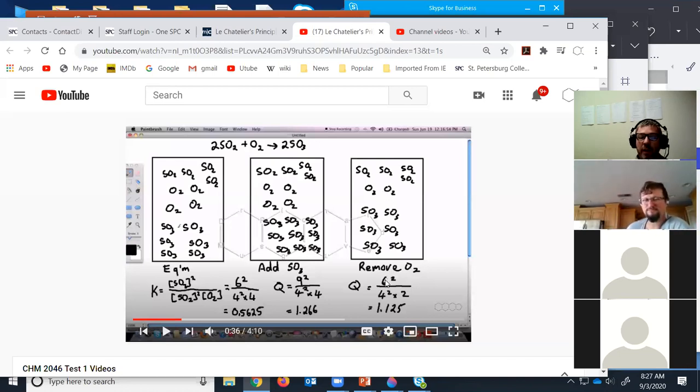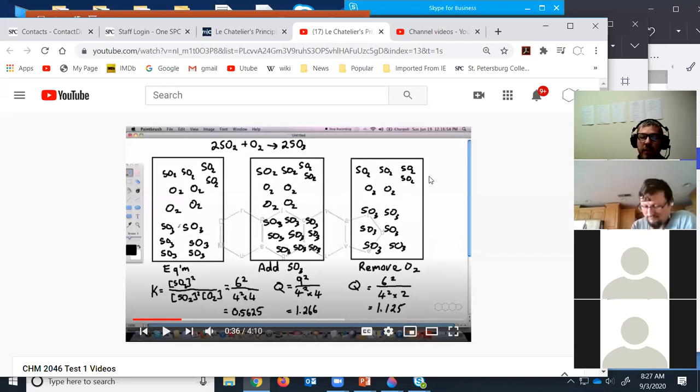And now we just put in all of these different values. We come up with 1.125 because I've removed oxygen. And you can see again, the reaction is no longer at equilibrium and that Q is greater than K. So again, the reaction is going to have to shift in such a way that Q becomes less than K. So what happens is the reaction goes from the products towards the reactants again.